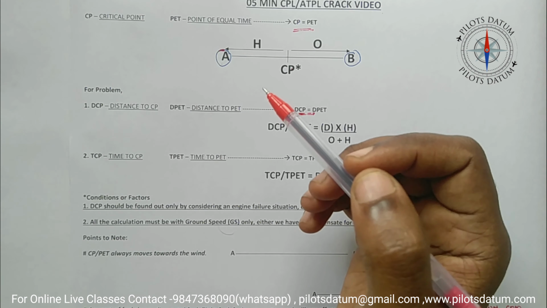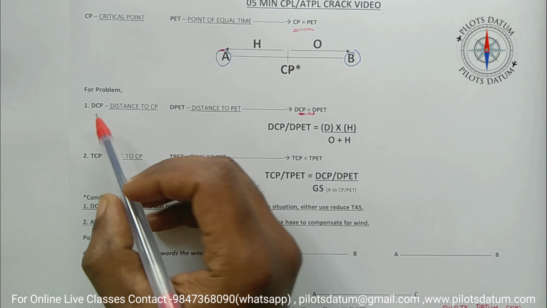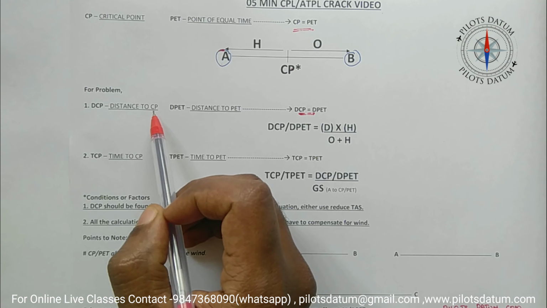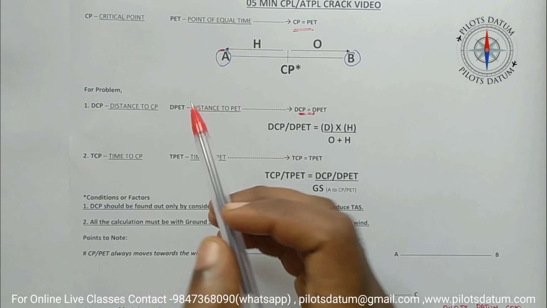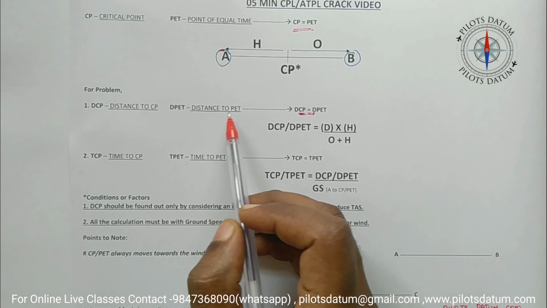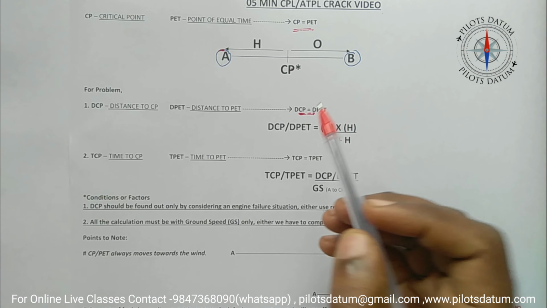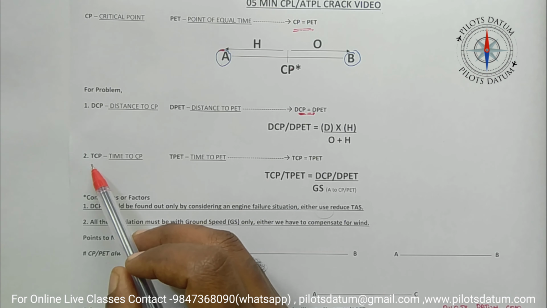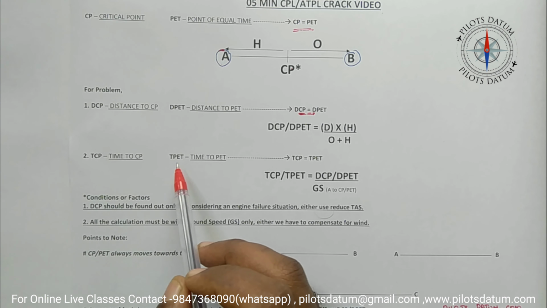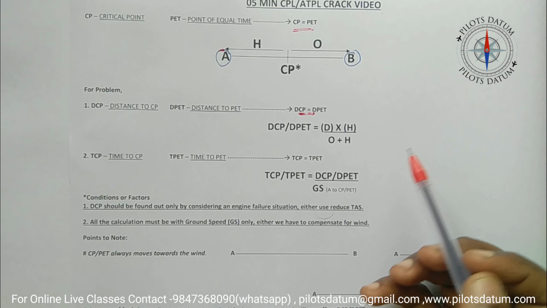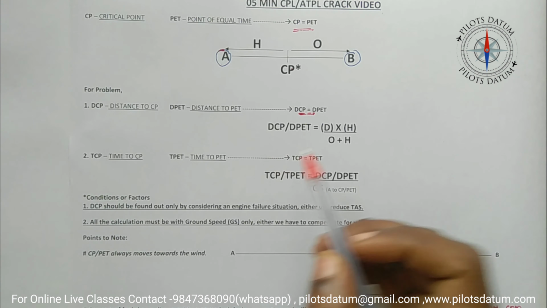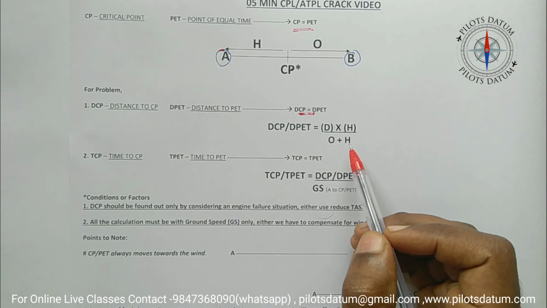When it comes to the problem part, we are asked to find two things, that is DCP and TCP. DCP means distance to CP, or when it comes to PET, it will be DPET, that's distance to PET. As I told earlier, CP and PET are always the same. When it comes to TCP and TPET, both are the same again. The formula for finding DCP is given by D times H divided by O plus H.